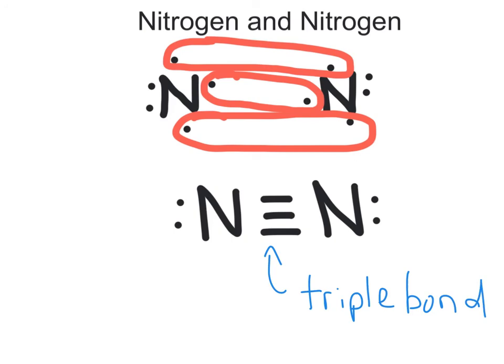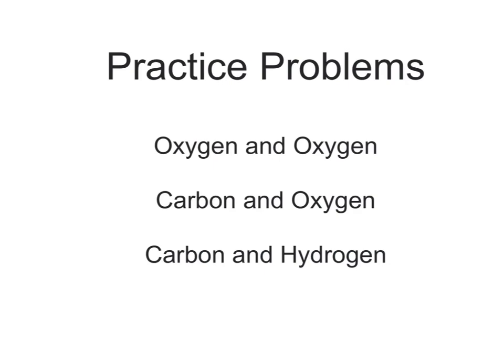So in covalent bonding, the 3 types of bonds that we can form are single bonds, double bonds, and triple bonds. Try these 3 practice problems on your own. Show how the electrons would be shared between 2 atoms of oxygen, between carbon and oxygen, and between carbon and hydrogen. Include the practice problems on the bottom of your notes and either submit your paper copy to Mrs. Benke or take a picture of your notes and upload them into Schoology.